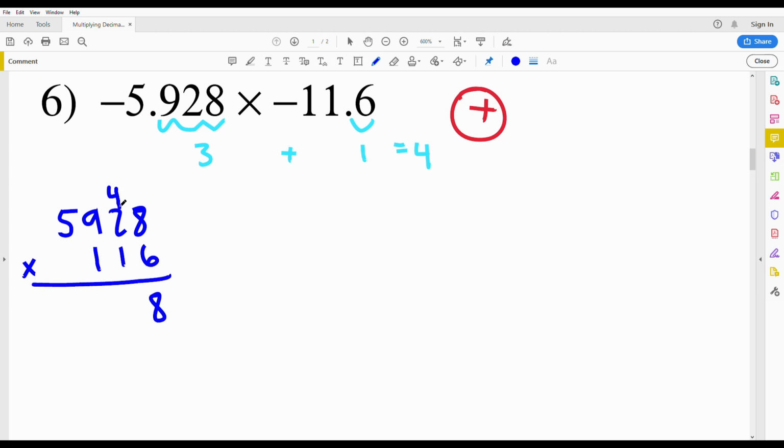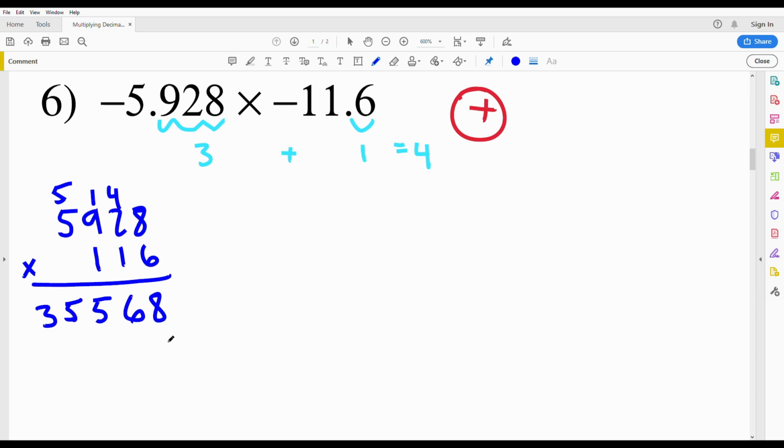8 times 6 is 48. Write the 8, carry the 4. 2 times 6 is 12, plus 4 is 16. So I'll write my 6 and carry my 1. 9 times 6 will be 54. Add that to 1, I'll get 55. So I'll write my 5, carry my 5. 5 times 6 is 30, plus 5 is 35.